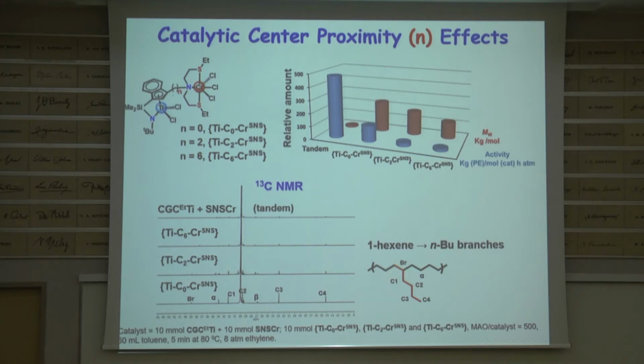So we're going to look at the C13 NMR. And here's the tandem, and maybe there are little blips that show you're getting some copolymer. Here's N equals 6. Here's N equals 2. And at N equals 0, there's a very large prominence of N-butyl branches. And this bar graph summarizes the same thing. The activity is lower for the multinuclear catalysts. The molecular weight is a little bit higher, but we see this very striking behavior.